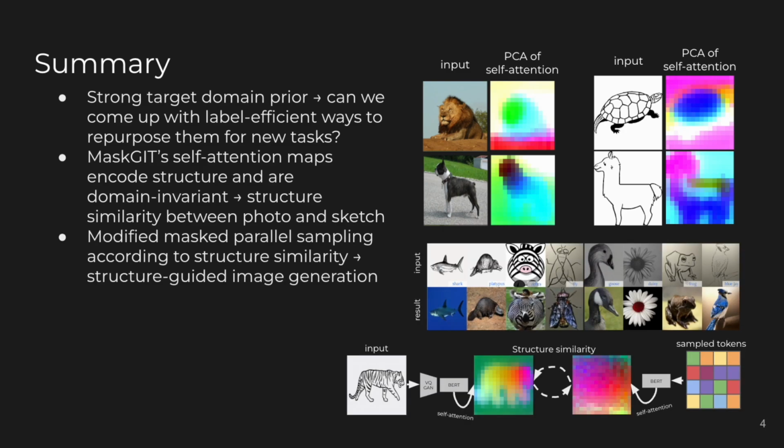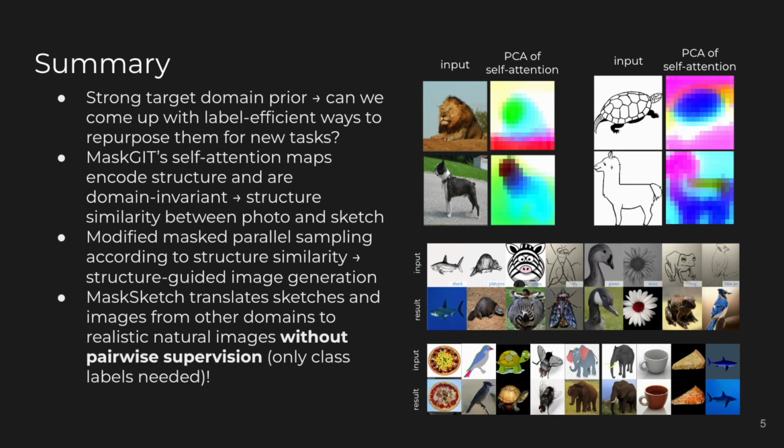We use this observation to formulate a structure similarity objective that we use for a modified structure-guided sampling. Our sampling algorithm, MaskSketch, allows translation of sketches to realistic natural photos. MaskSketch translates images from arbitrary domains, such as sketches, cartoons, and 3D models, into natural domain without any pairwise supervision and only requires class label. Keep watching to take a closer look at our method.